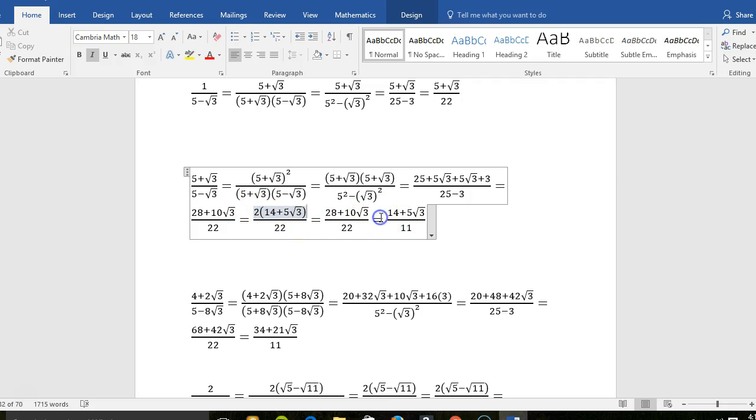So what's going to happen is, let me get rid of this guy. I don't need this guy anymore. I reduce, this 2 becomes a 1. 2 goes into himself 1 time. 2 goes into 22 11 times. So that just liberates the parentheses here, and I get 14 plus 5 radical 3 over 11. And that's the final answer. This 2, remember, 2 over 22 reduces to 1/11, where the 1 is understood.